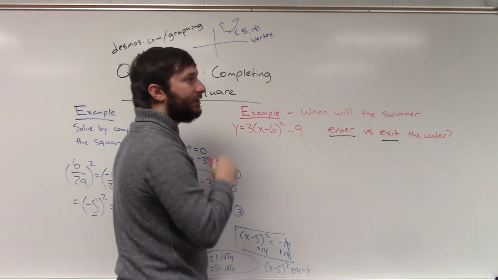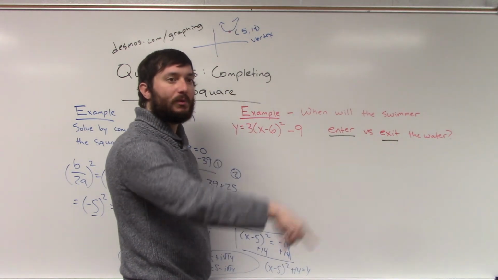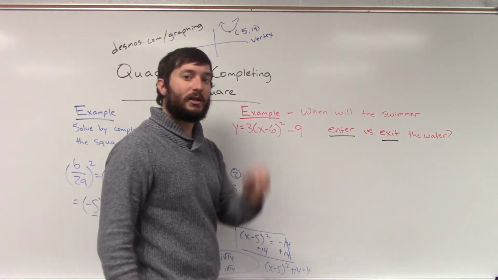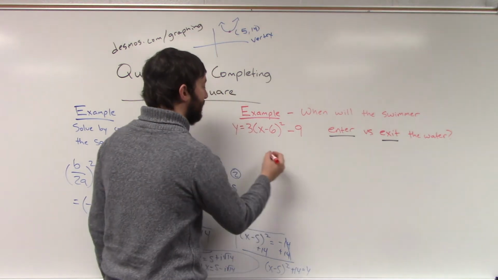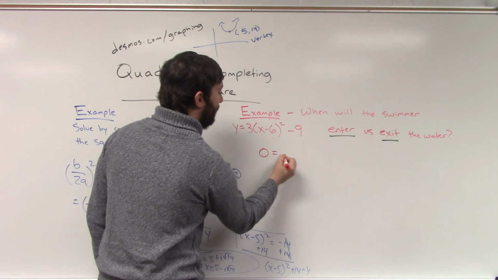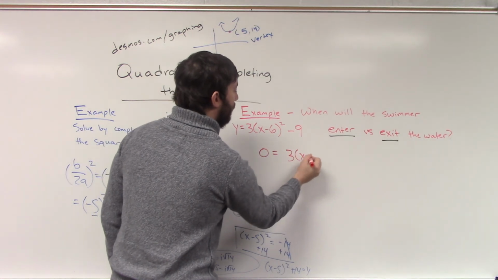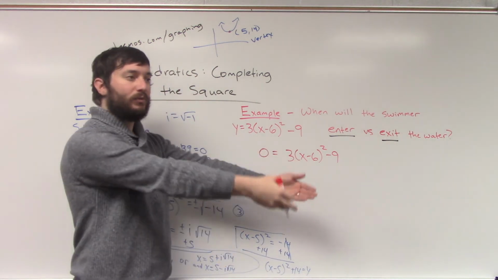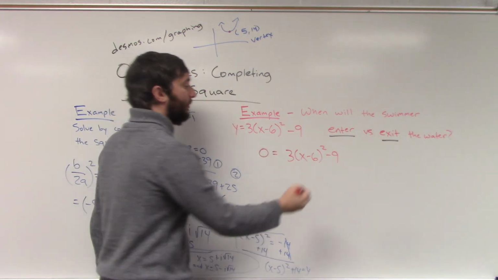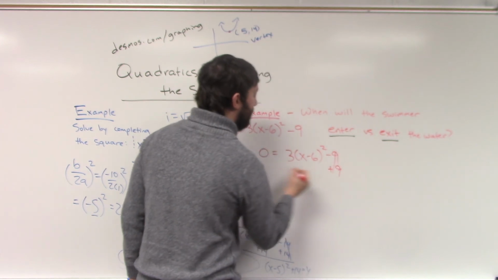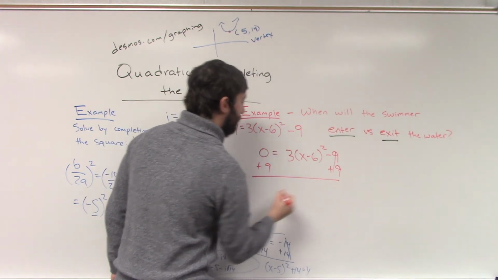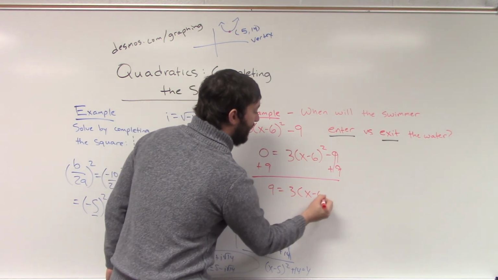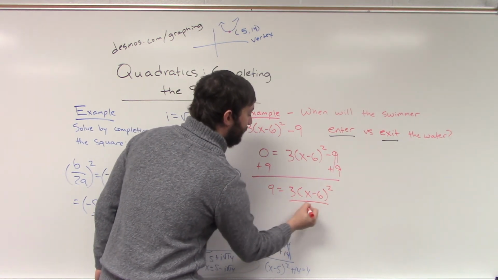Well, if he's crossing the x-axis, that water line, his depth has to be 0. He's not above, he's not below the water, he's right on the water along the x-axis. His depth will be 0. And all you need to do from here, solve by opposite operations, move all numbers over to the other side of your equation. Add 9 to both sides. Divide by 3 on both sides, that's the opposite of multiplying, is to divide.